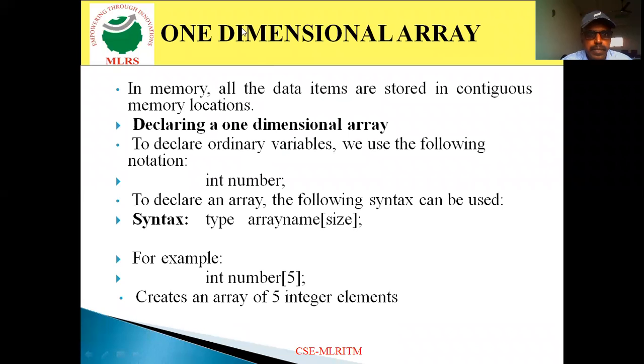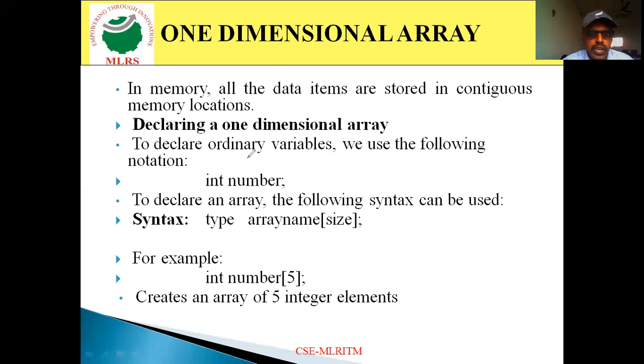Coming to the first one, that is the one-dimensional array. In a one-dimensional array, we are going to store only one-dimensional values, or simply, if we store a group of elements, then this group of elements will be stored in contiguous memory locations of the one-dimensional array.